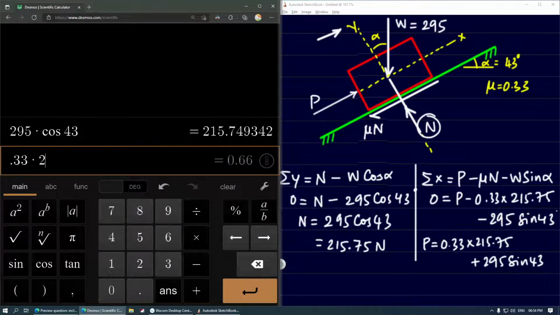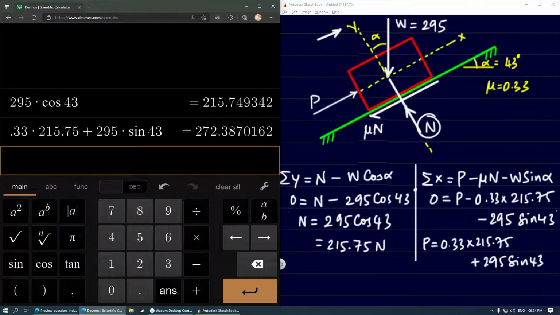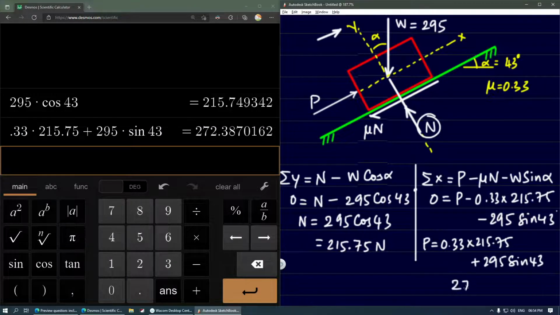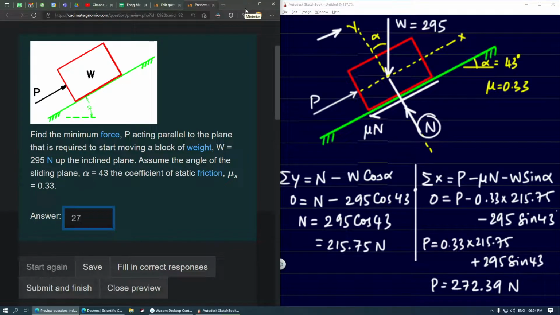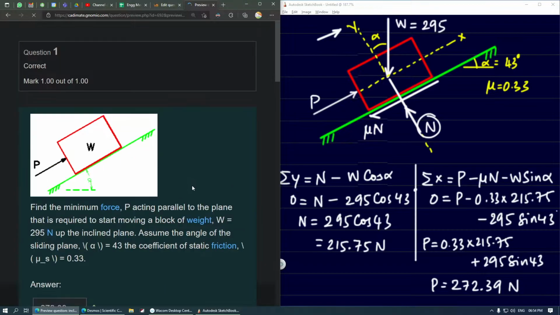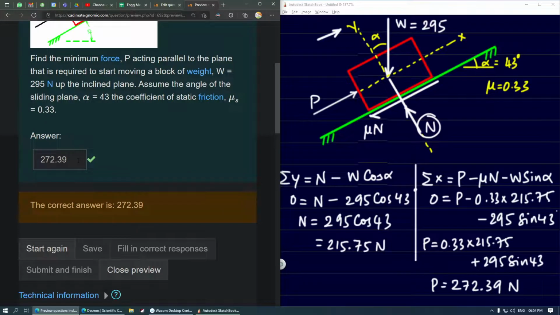0.33 times 215.75, and then we need to add 295 into sine 43. So that's giving us 272.39 newtons. So this is the value of P that we need to substitute. Let's substitute and submit it, 272.39. Submit, finish. And there we go. This is exactly the value that is calculated by Moodle as well.